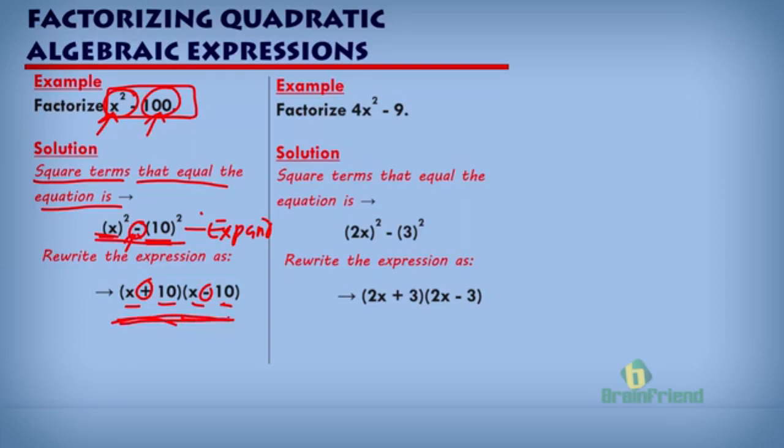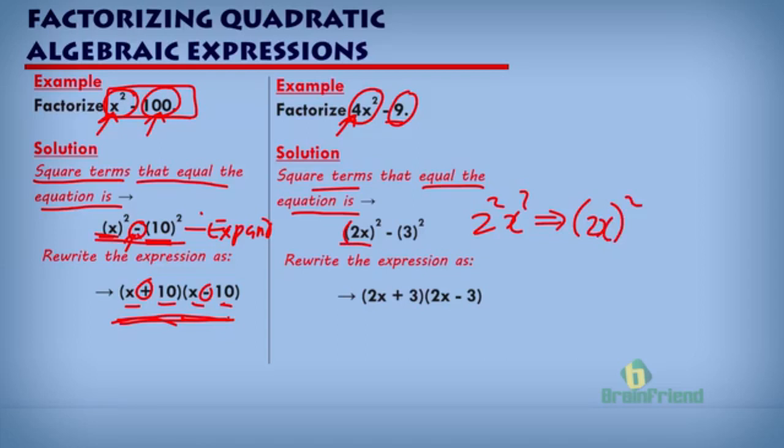Let's take another quick example. We've been asked to factorize 4x squared minus 9. So we said step 1, find square terms that equal our equation. We have 4x squared as our first term, and we have 9 as the other term. So we look for terms that, when squared, will equal our term here. We have 4x squared as that term. 4, of course, can be written as 2 squared. So we have 2 squared, and of course our x squared is still squared, which can be rewritten as 2x all in bracket squared. So we have 2x squared for our first term.